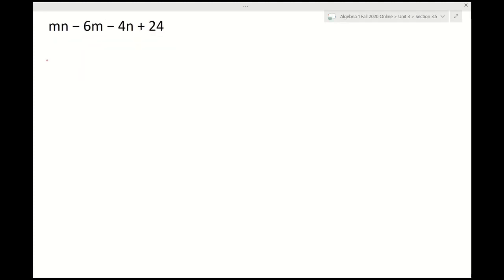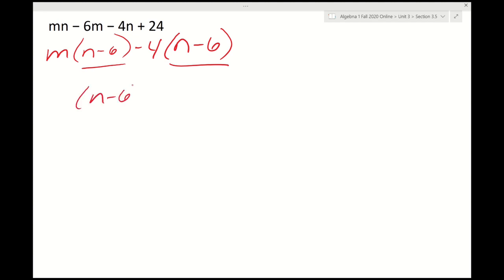Continuing, we have a common term of an m for the first pair here, and if we have a -4 for the second pair here, we have a common factor of n minus 6, leaving us with an m and a minus 4.